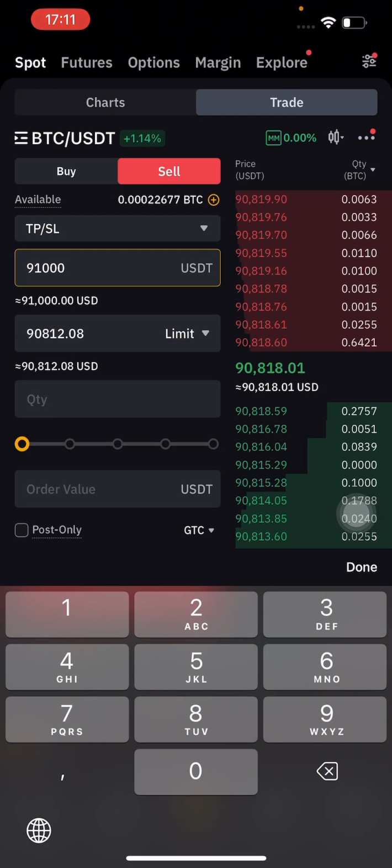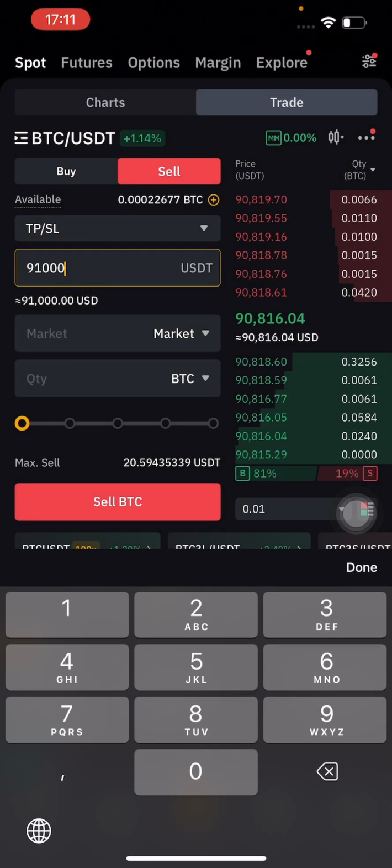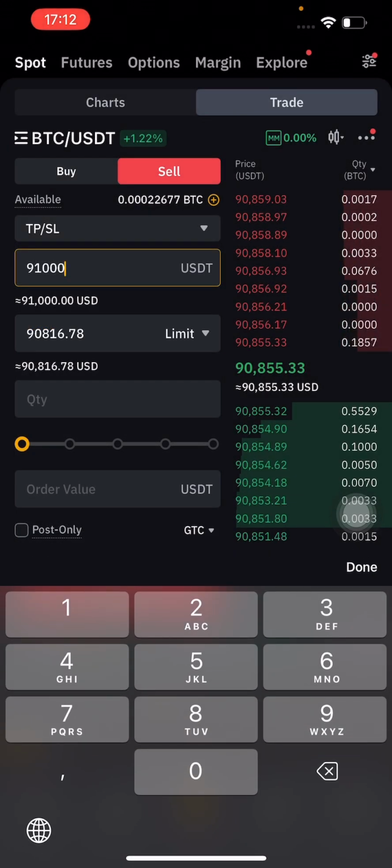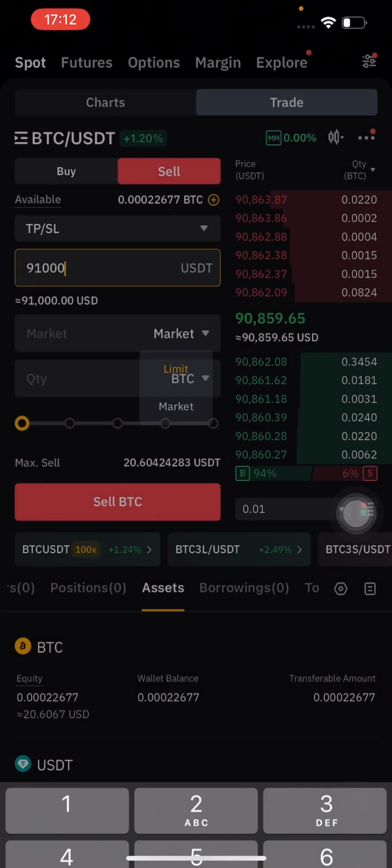When Bitcoin reaches 91,000, remember I said you change this to market, because we have Bitcoin that we have to sell. That's why I've switched to the sell side. Okay, and that's how you're supposed to do it. You switch to the sell side. Now you leave it, you select TP, because you want to set the take profit and the stop loss as well. After which you change this to market.